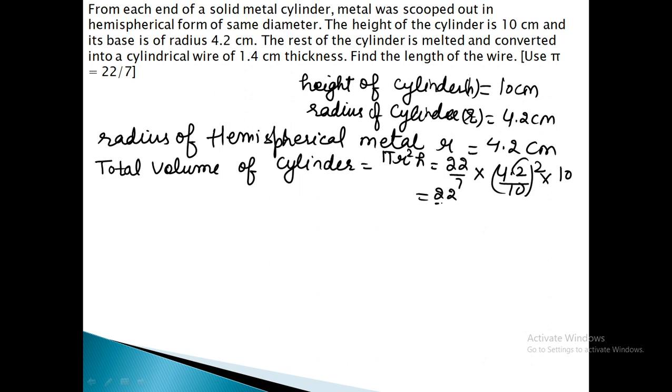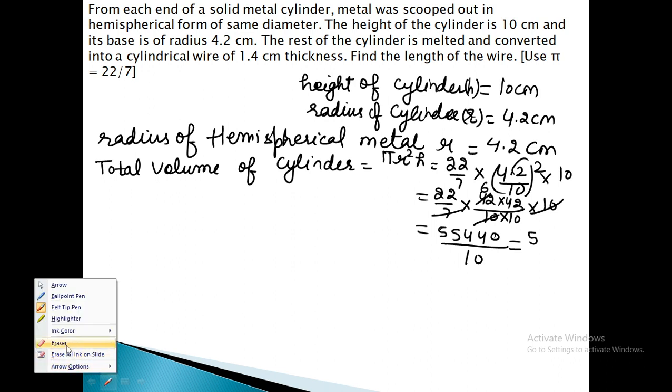22 by 7 multiply 42 multiply 42 over 10 multiply by 10 multiply 10. 10 cut with 10, 7 6 42. After solving all these values, we will get 55440 over 10, and we will get the answer.